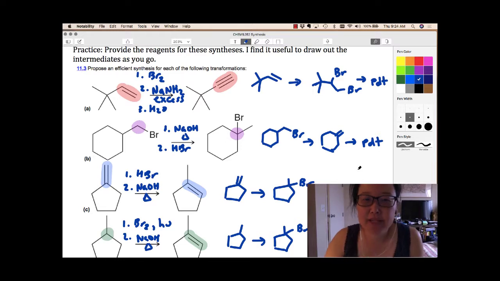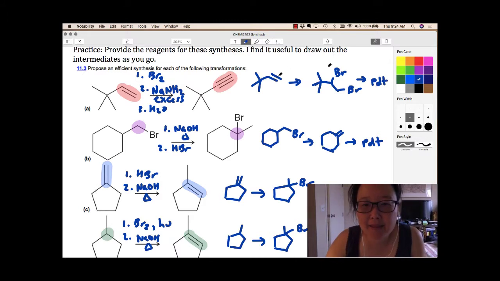All right, so for each of these, I highlighted what I see going on. So I see a double bond here turning into a triple bond. So I know I have to add something to the double bond. So over here, I drew the double bond, adding stuff that will then turn into the final product. I just put PDT for product because I couldn't fit all the product in there.